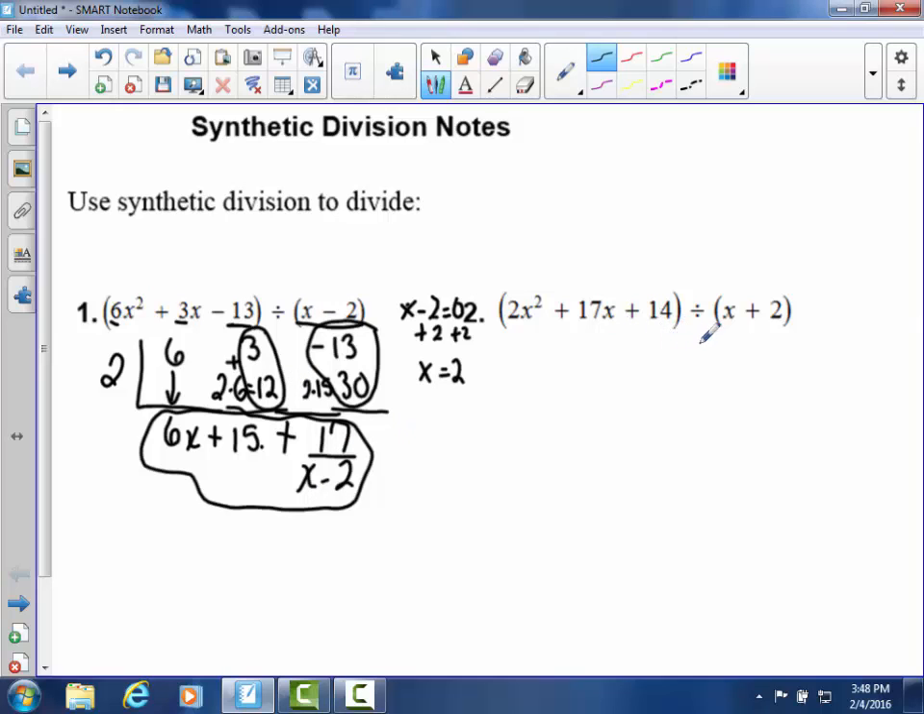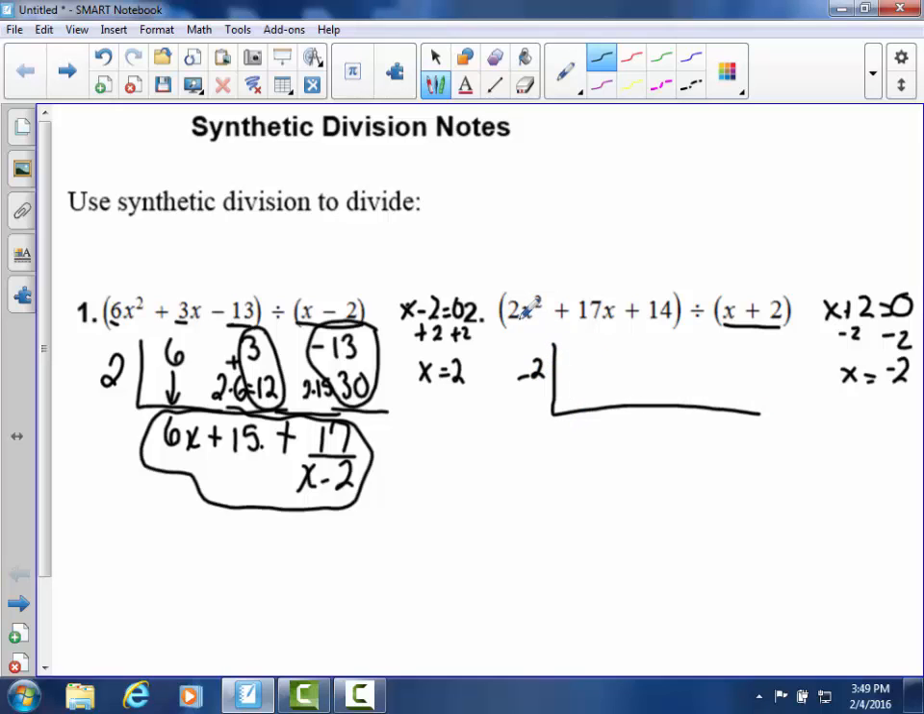Alright, let's take a look at another one. First thing we're going to do is figure out what number goes on the outside. So we're looking here, x plus 2 equals 0. I'm going to subtract 2 to get x alone, so x equals negative 2. So the number outside the box is going to be negative 2.